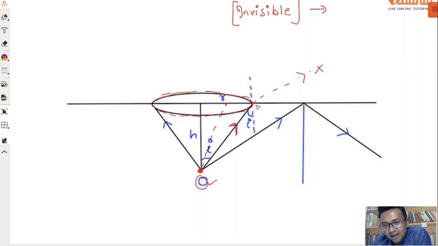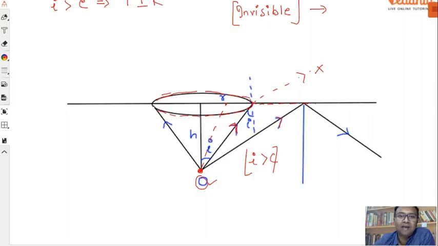And beyond this region, let's say the angle of incidence is greater than the critical angle. In such a case, what is going to happen? If the angle of incidence is greater than the critical angle, then there is total internal reflection. So rays which are coming here are blocked by this opaque disk. Clear?